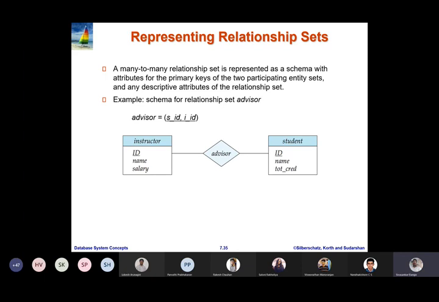Right? So a many-to-many relationship is represented as a schema with the attributes of the primary keys of the two participating entity sets and any descriptive attributes of the relationship set. So whenever you need to represent a relationship set by means of a relation, the relation name is going to be advisor, and it should contain the primary keys of the participating entities. Here the primary keys of the participating entities are student.id and instructor.id. So that's how you represent a relationship set by means of a relation.